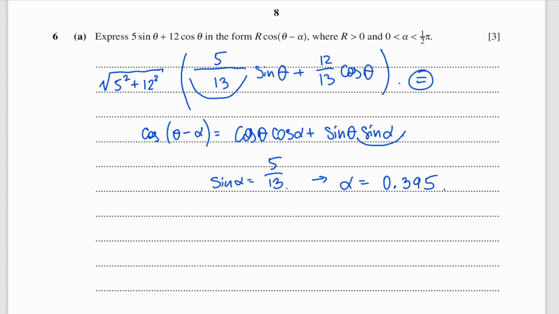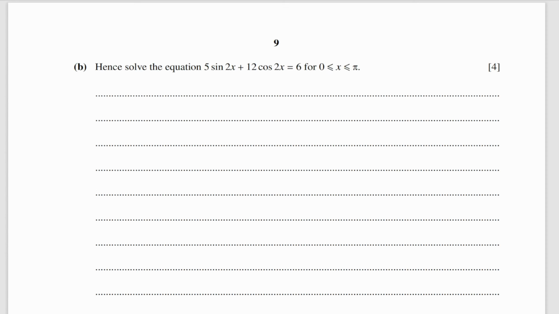So that means we can rewrite our expression as 13 cosine theta minus 0.395. Okay, question B is next, and notice how we have 2x instead of theta. Using our previous question, we can rewrite this expression on the left-hand side as 13 cosine 2x minus 0.395, and that equals 6.